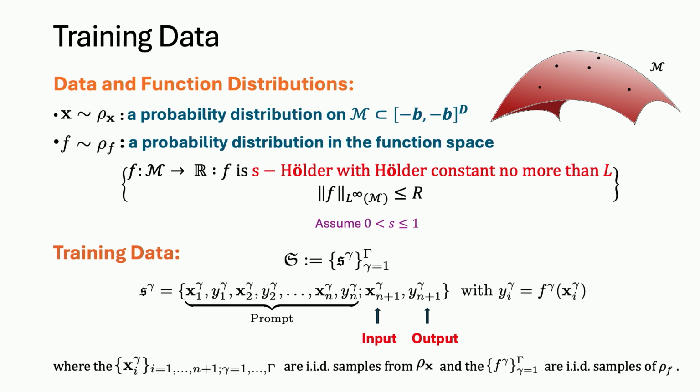Okay? So for us, we set up in a mathematical way such that we have two underlying distributions. The input x now is randomly sampled from a manifold. And then we have a function space. Instead of learning a single function, now one needs to learn multiple functions randomly sampled from a function space, like the Hölder function space on the manifold. And then the training data will involve multiple tasks, such that one task will have the prompt, the input, and also the output. Those are the training data, where we use gamma to index the training data. So capital Gamma is the number of training tasks we have seen.